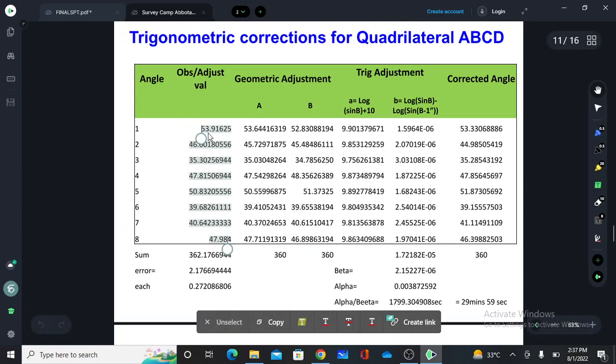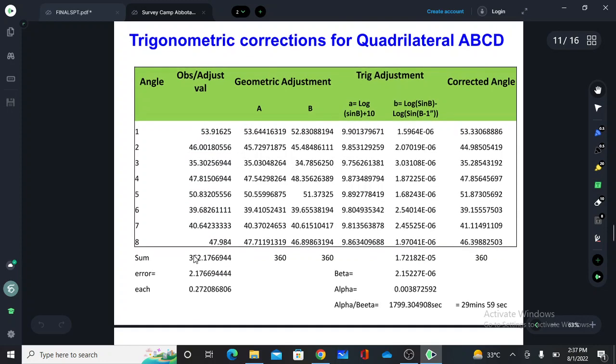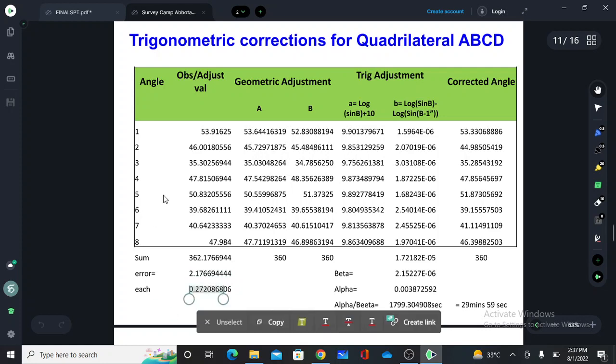These are the values obtained after all the corrections. Once we sum them up, the sum comes to 362 degrees, giving us an error of 2.17. So what will I do? I will divide this value by 8, which gives me 0.272. That means in each angle 1, 2, 3, 4, I will subtract this value.